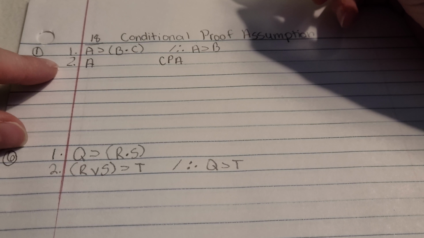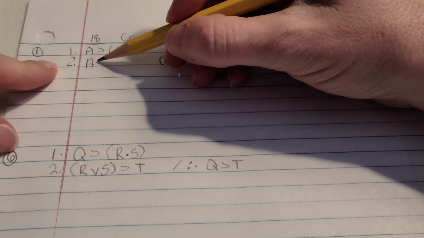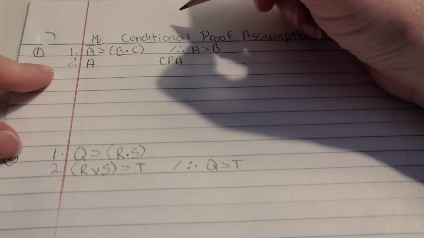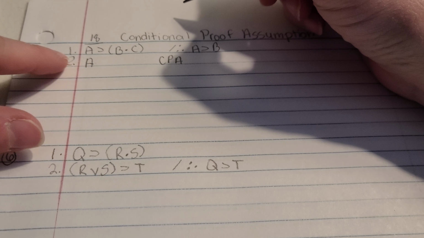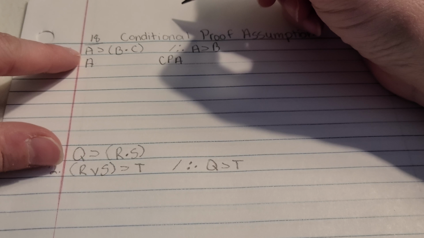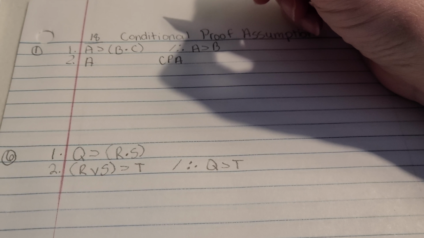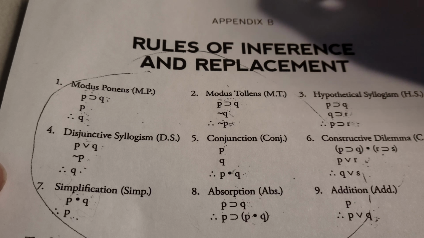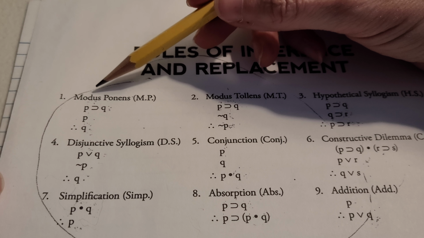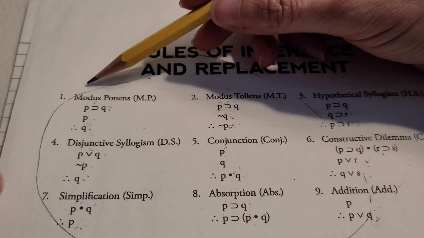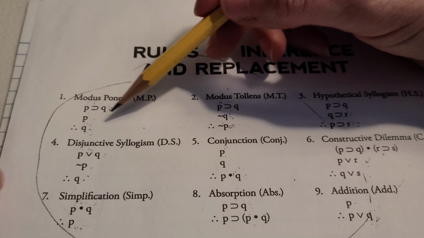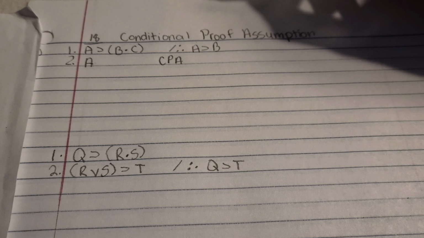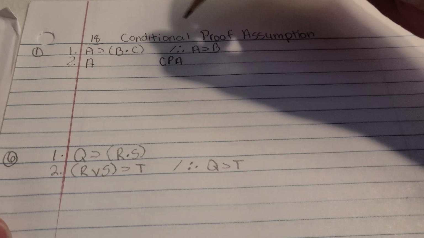So I have just assumed A, and I can look up here and see what else can happen because of that. And I have this conditional here, and the antecedent has been assumed. So using modus ponens, if you remember our rule over here, if the antecedent in modus ponens is affirmed, then the consequent is concluded. So I can conclude then B and C because of that modus ponens. So I'm going to write B and C.